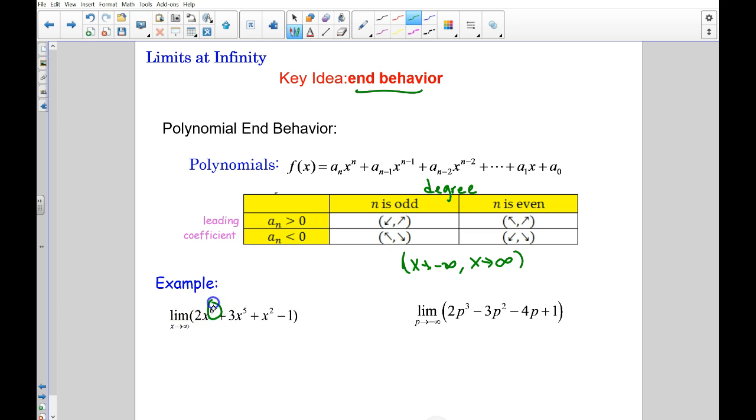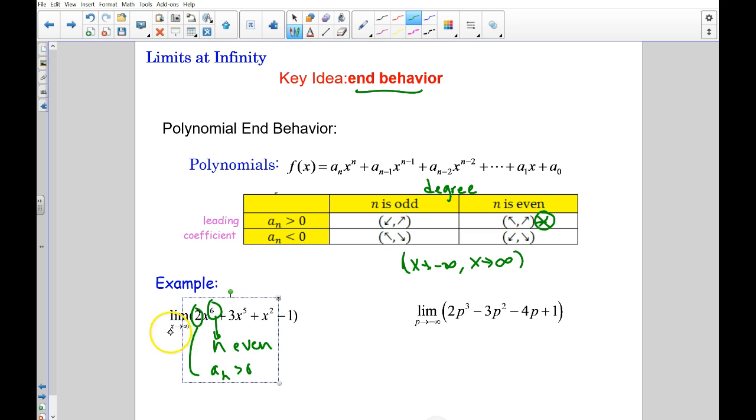Okay, so in this first example, the limit as x goes to infinity of 2x to the 6, etc., we see that the 6 is the highest appearing exponent, so that means n is even. And then the 2 is a sub n, and that's telling us that a sub n is positive. So then I need to find where that is on my table. So a sub n positive and n even, that is right here.